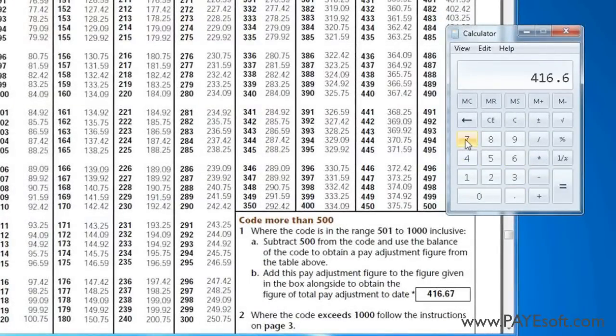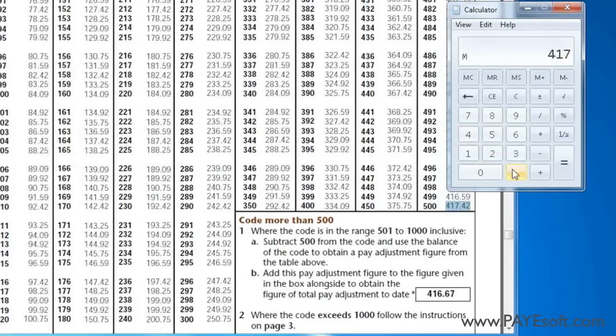416.67 times 2 equals 833.34. Add these two amounts together. 417.42 plus 833.34 equals 1250.76. Using a calculator is exactly the same as in the previous example, but we have more units and no remainders.